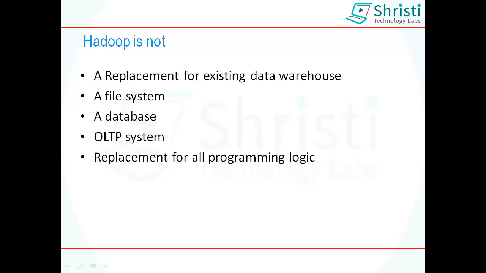Also, it's not a replacement for a programming language. You cannot solve all problems with this. Most problems you can solve, but not all. There are certain problems, like shortest path algorithms, that are state related, where one state influences the next. If there is tight coupling between the states, it will not work there.